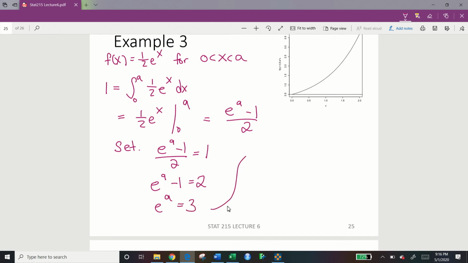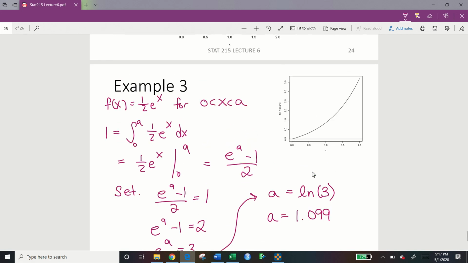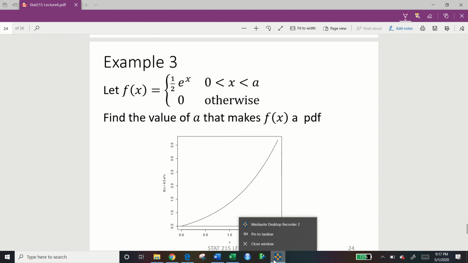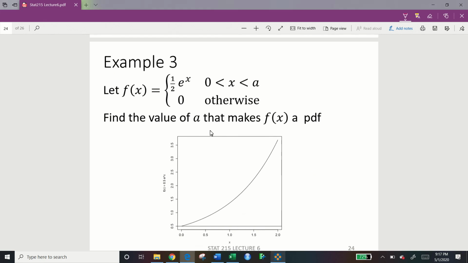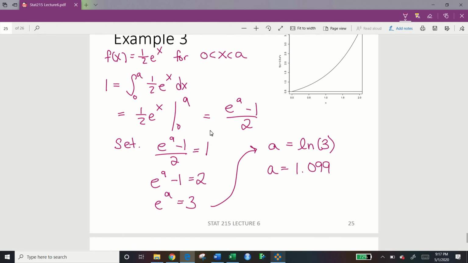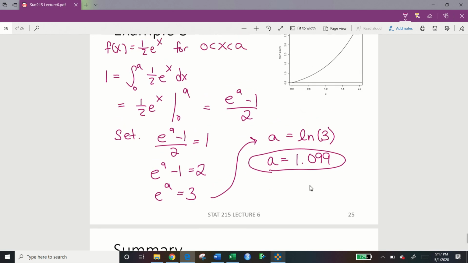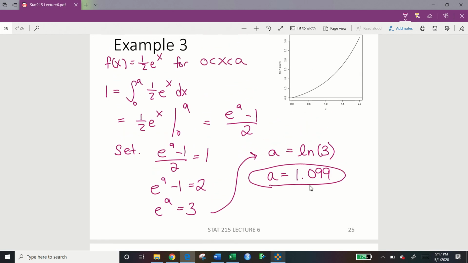Now we will take the natural log. So we'll have a equal to the natural log of 3, meaning our a will equal 1.099 approximately. So to answer our question, we want to find the value of a that makes f of x a PDF. That value is a equal to 1.099. Okay, that brings us to the end of our section.